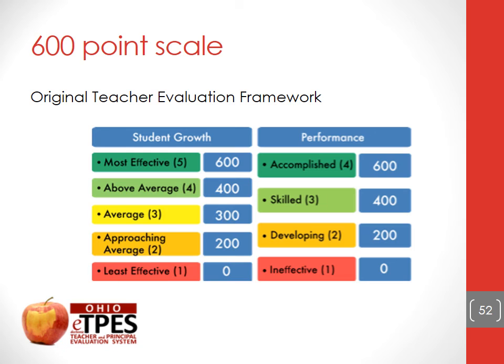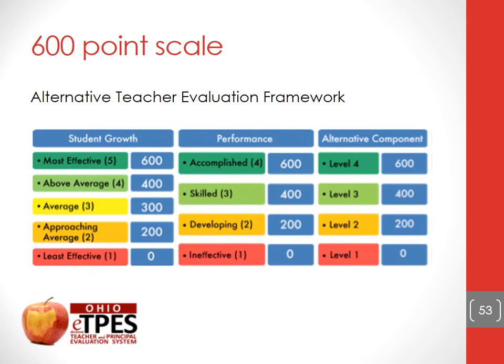This graphic shows how the scores on student growth measures and performance standards are converted on the original teacher evaluation framework. These score conversions would also apply to the Ohio Principal Evaluation System. This graphic shows how the scores on student growth measures, performance standards, and the alternative components are converted for the alternative teacher evaluation framework. So why use a 600-point scale for both the original and alternative frameworks?